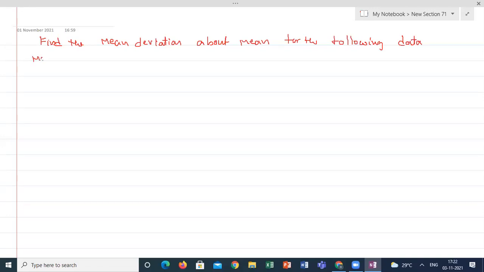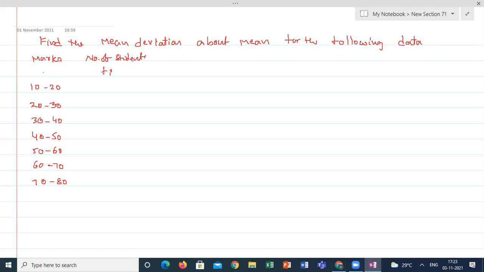Marks, that is class interval: 10 to 20, 20 to 30, 30 to 40, 40 to 50, 50 to 60, 60 to 70, 70 to 80. Frequency, number of students. It is frequency, this is Fi. This is class interval. So the frequency for 10 to 20 is 2.